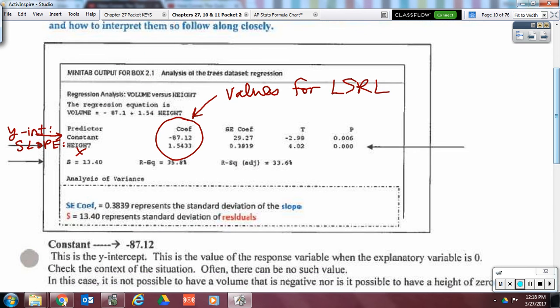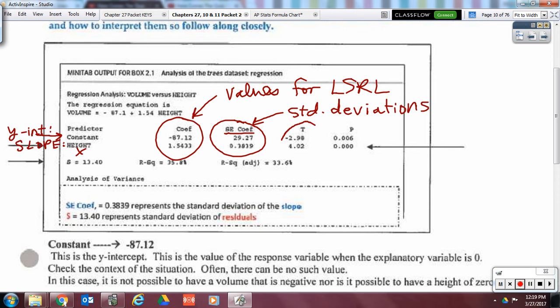Now, let's talk about this next little column. This SE coefficient means that it is the standard deviations of the y-intercept and the slope. SE stands for standard error, because it's observed minus expected. It's how far your observed is away. They call that an error because your observed is not expected. So that's really your standard deviation coefficient.